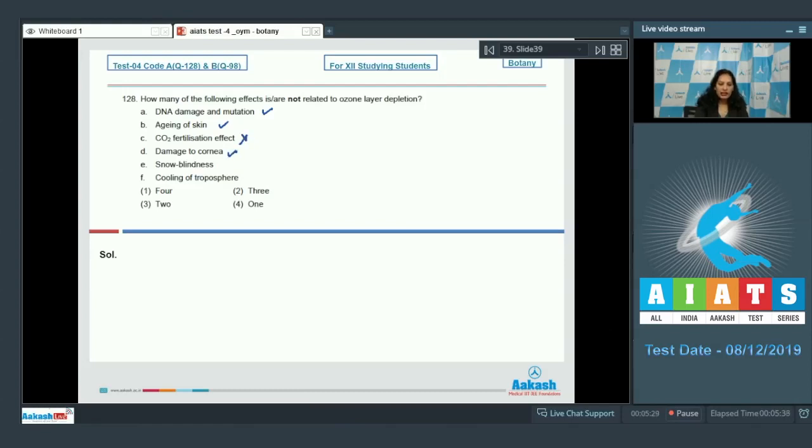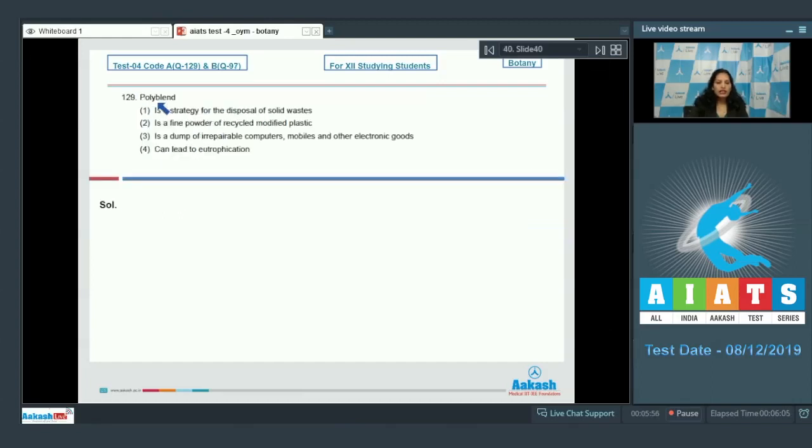Damage to cornea, related. Snow blindness, related. Cooling of troposphere, it is not related. So how many of them are not related? C and F, which means 2. So the correct option for the given question is option number 3. Let's move to the next question.